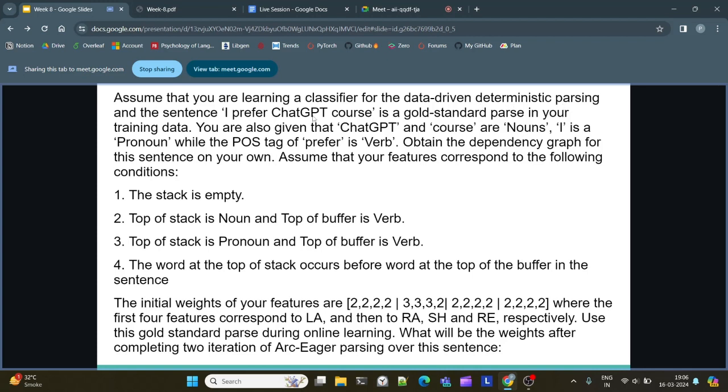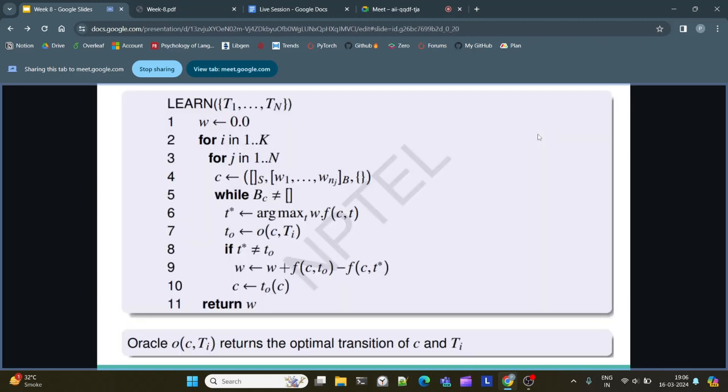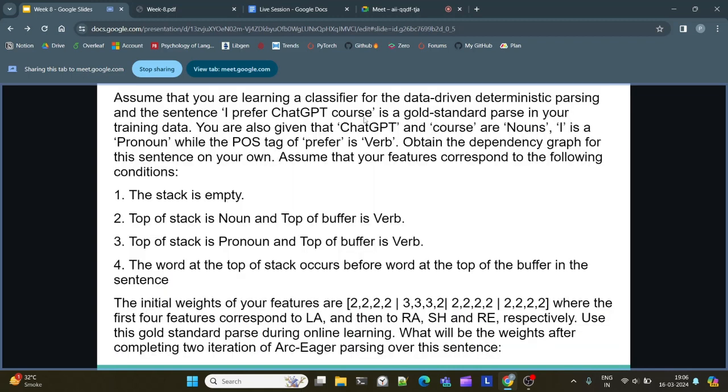What is the sentence that is given to us? The sentence is, I prefer ChatGPT course. And we assume that this is a gold standard parse in the training data. So what does that mean? I also have the corresponding gold standard dependency parse available with me. You're also given that ChatGPT and course are nouns. So the part of speech tags are given for each of the words in my sentence. ChatGPT and course are nouns, I is a pronoun, and prefer is a verb.